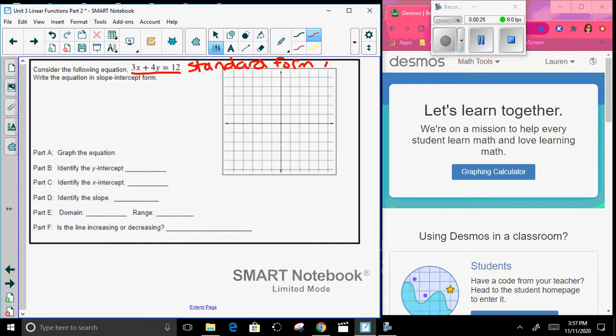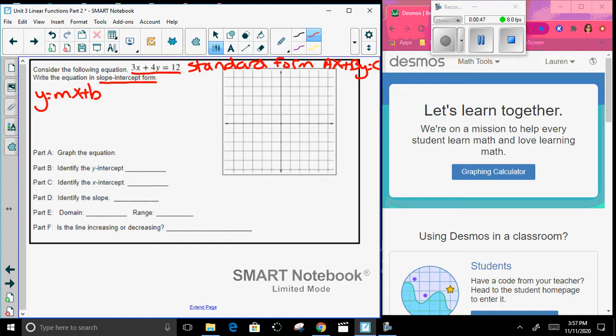Remember, standard form is ax plus by equals c, where x and y are together on one side, and that's what's happening in that equation. Write the equation in slope-intercept form. What is slope-intercept form? Hopefully you answered that. Slope-intercept form is y equals mx plus b.